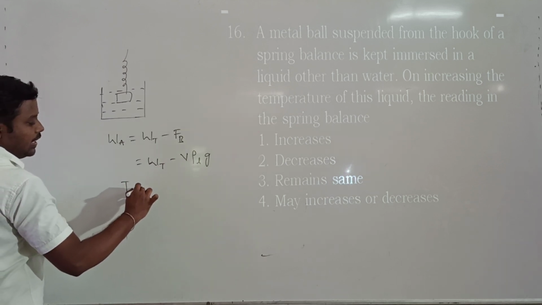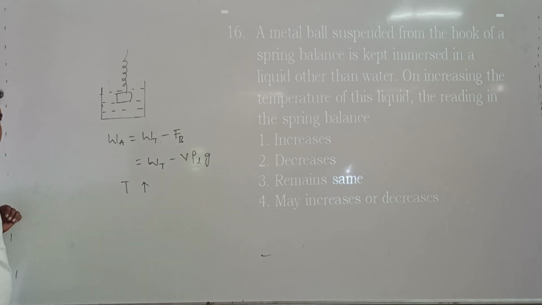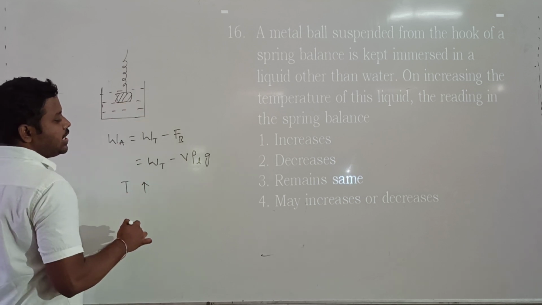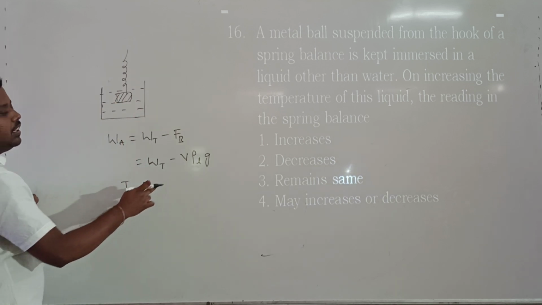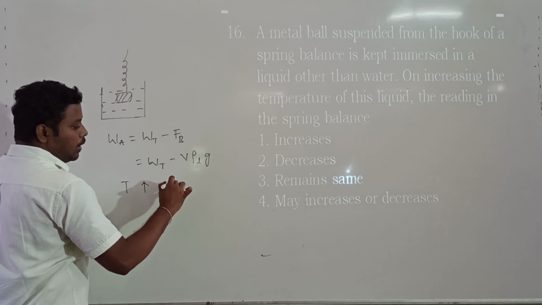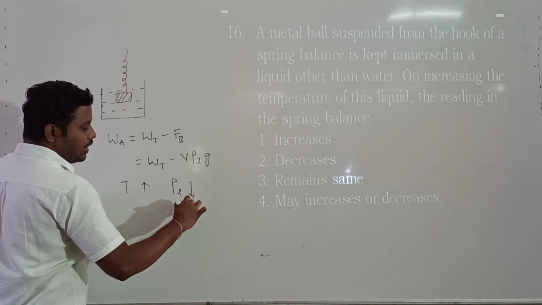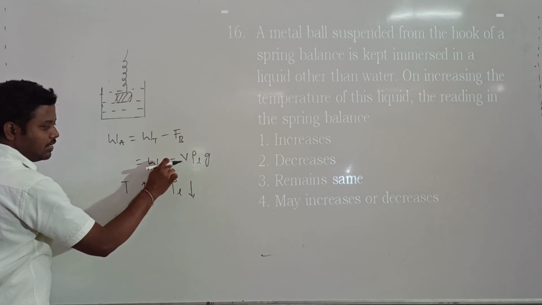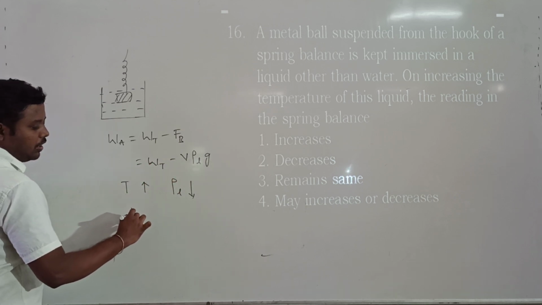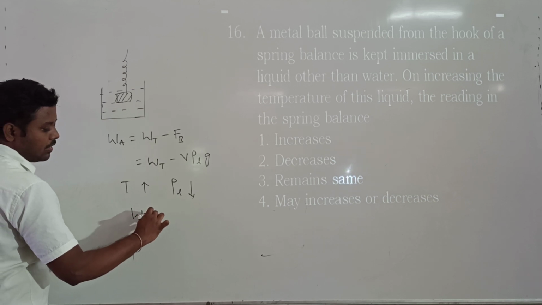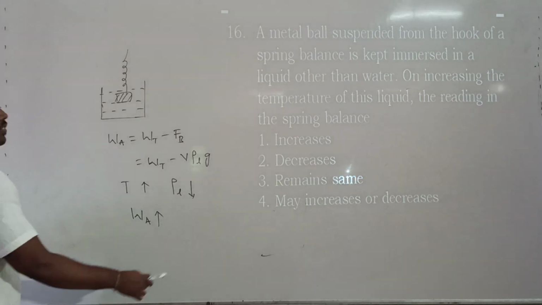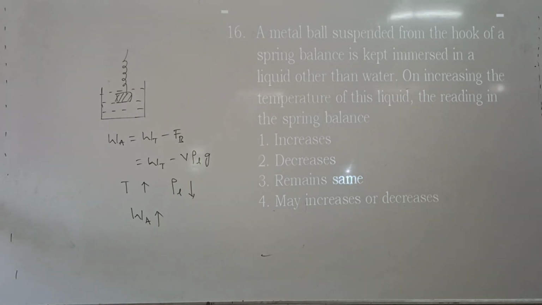Now, what is the condition given? The temperature increases. If I consider the volume of the block to be constant, what happens to the volume of the liquid? The volume will increase, so the density will decrease. When density decreases, the negative term decreases. Then the apparent weight value will increase. Understood? With increasing temperature, the reading of the spring balance will increase. That is question 16.